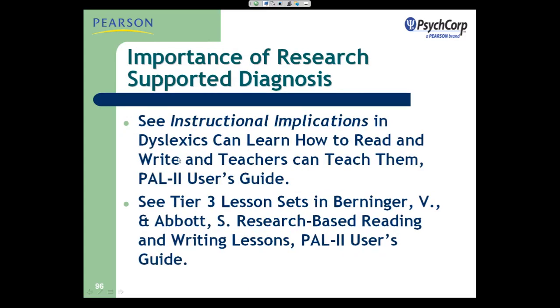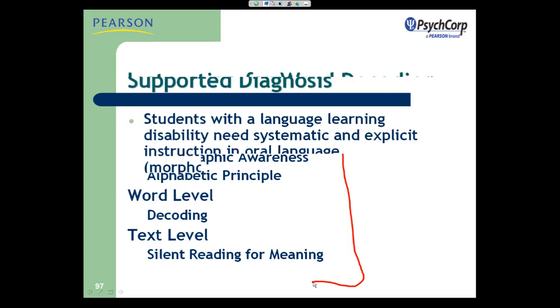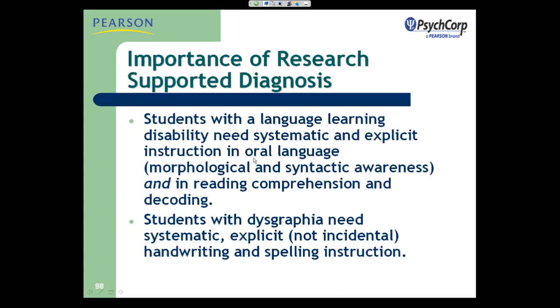I want to show you this other document that's part of the user's guide as well. Dyslexics can learn how to read and write, and teachers can teach them. And then I also want to show you some of these lessons. And then she talks about the instruction that you use for word decoding, and you recognize some of this because we used this at Tier 2 as well. Well, actually, I showed you at Tier 1, looking at decoding, silent reading for meaning, and then the subword level.